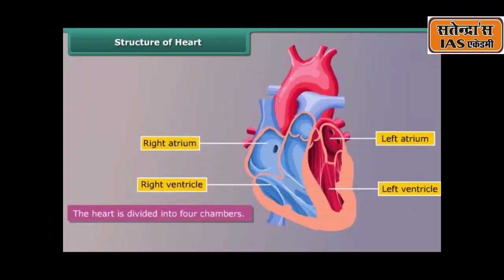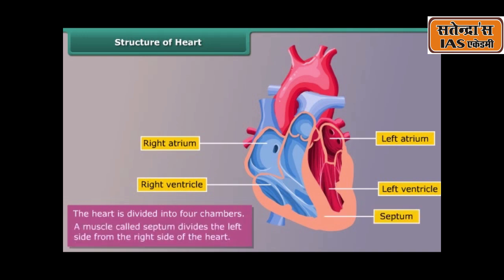The heart is divided into 4 chambers. The 2 chambers at the top are known as the left atrium and the right atrium. The 2 chambers at the bottom are known as the left ventricle and the right ventricle. The muscle called septum divides the left side from the right side of the heart.